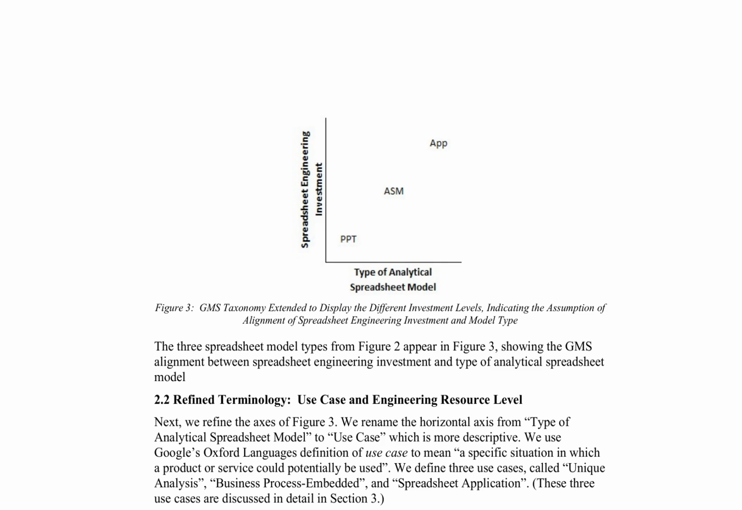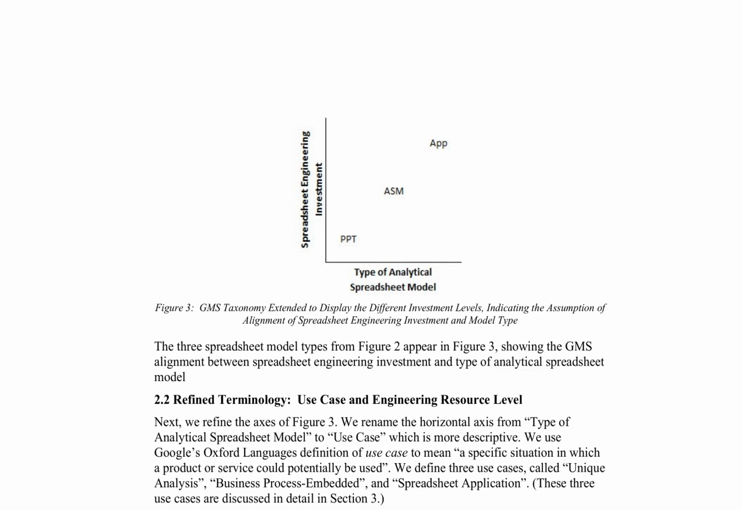The authors expand on the GMS taxonomy by illustrating different investment levels and the assumption of alignment between spreadsheet engineering investment and model type. Figure 3 displays this extension, featuring 3 spreadsheet model types from Figure 2 and the GMS alignment between spreadsheet engineering investment and type of analytical spreadsheet model. To refine the axes of Figure 3, the authors introduce new terminology.